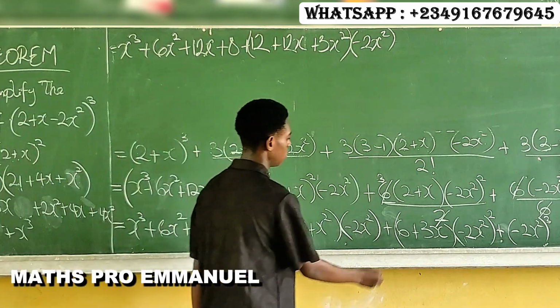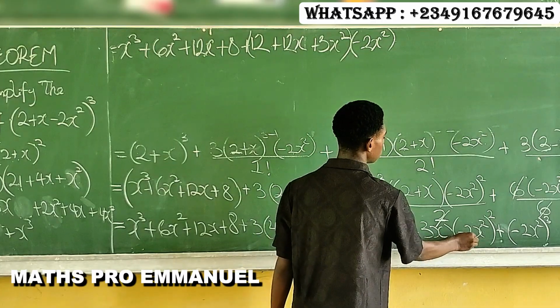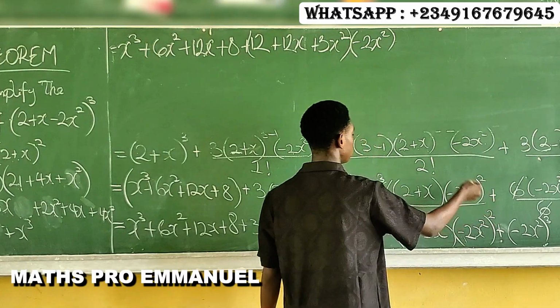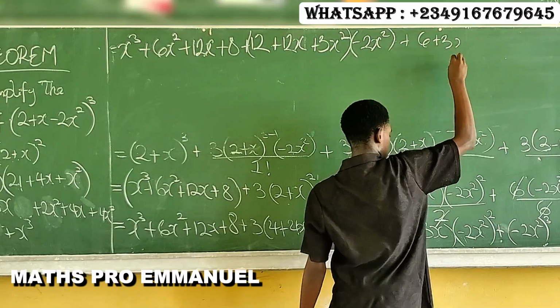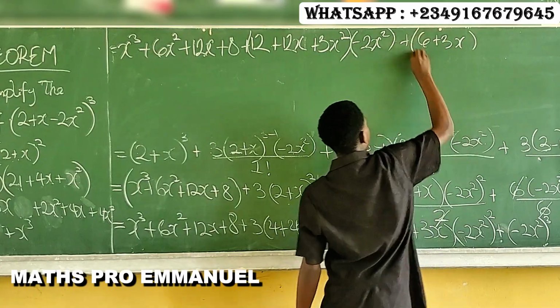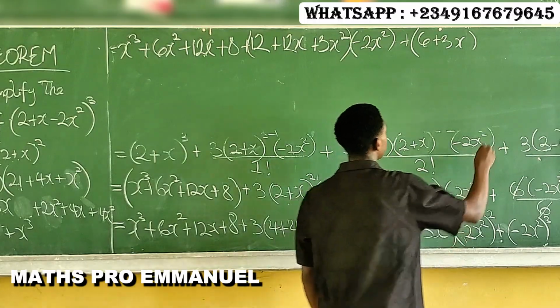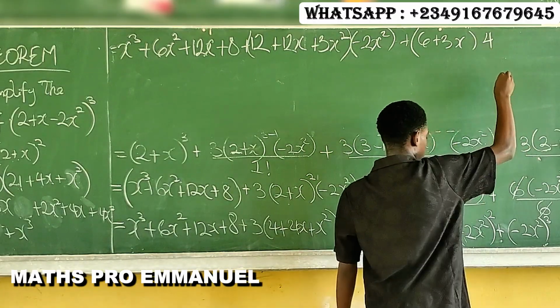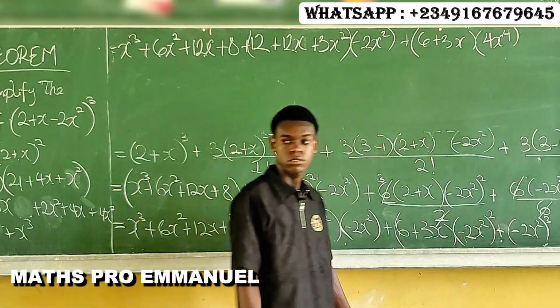Plus, let me expand this. 6 plus 3x is multiplied by minus 2x squared, all raised to the power of 2. So 6 plus 3x is multiplied by minus 2x squared, all raised to the power of 2. I'll have 4x raised to the power of 4. That will be the result.